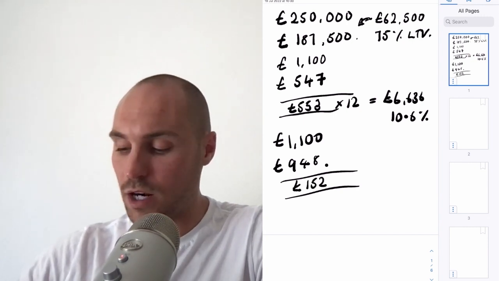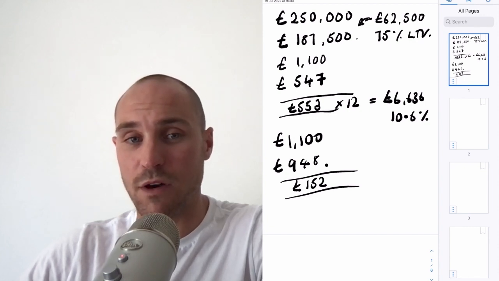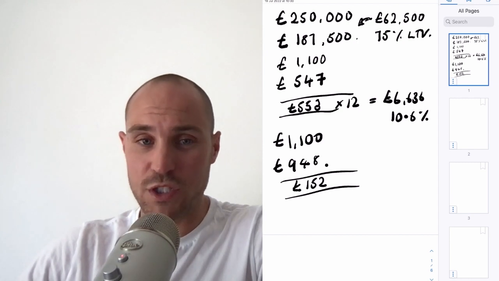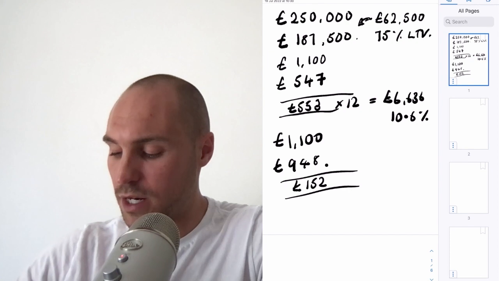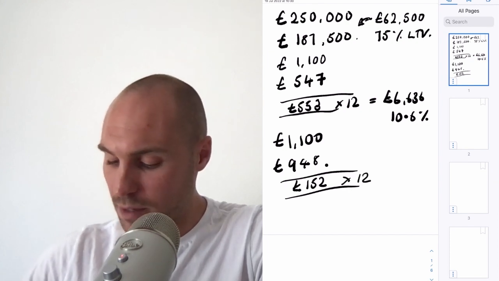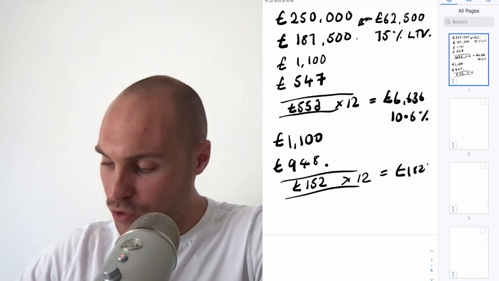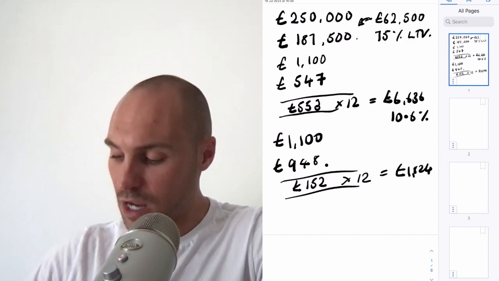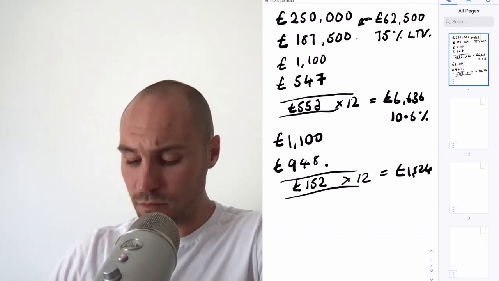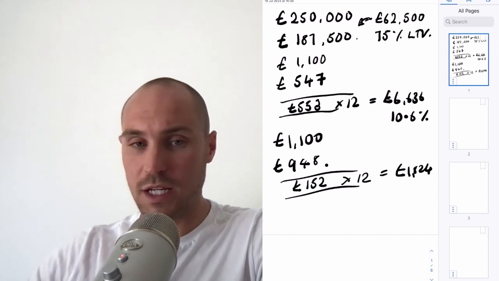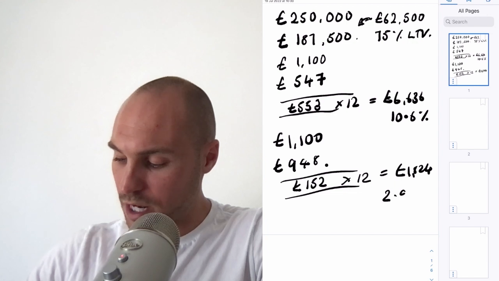So you can see it's a lot less. In the first example on interest only, we're making £553 a month of net cash flow. But if we do it on a repayment mortgage, then we're making £152 a month. So we're making less money. If we take the £152 and times that by 12 to give us our annual return, that gives us an income of £1,824, gross. Now, if we take the 1,824 and divide that by the £62,500 deposit and times it by 100, we get a return on our investment of just 2.9%.